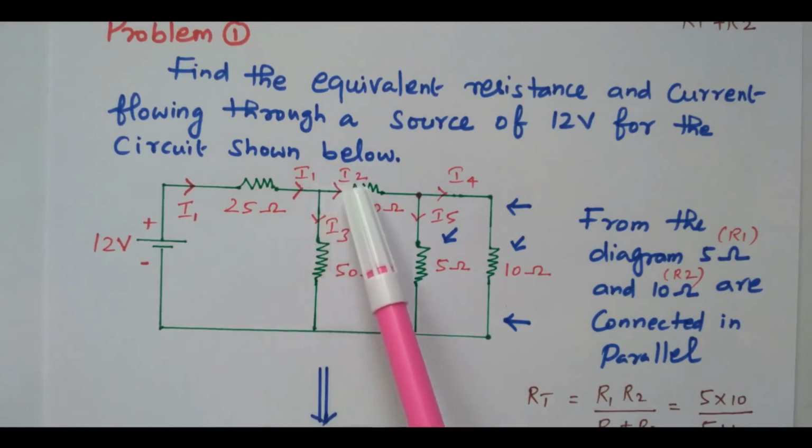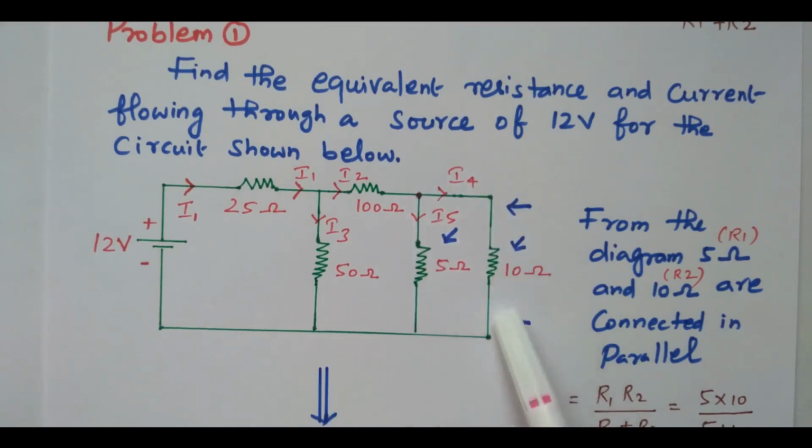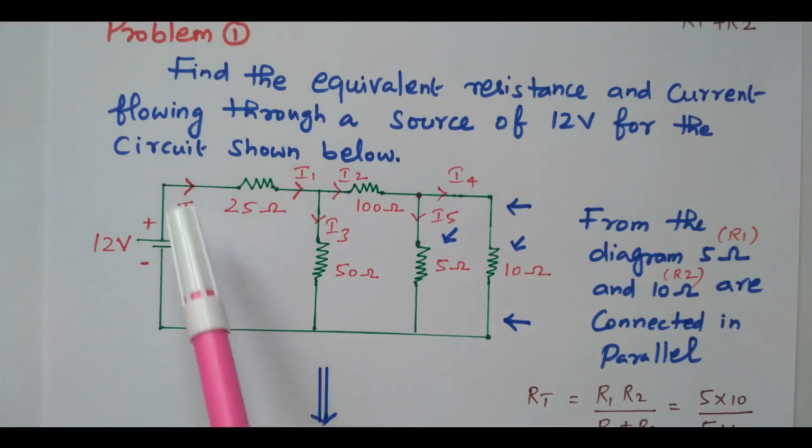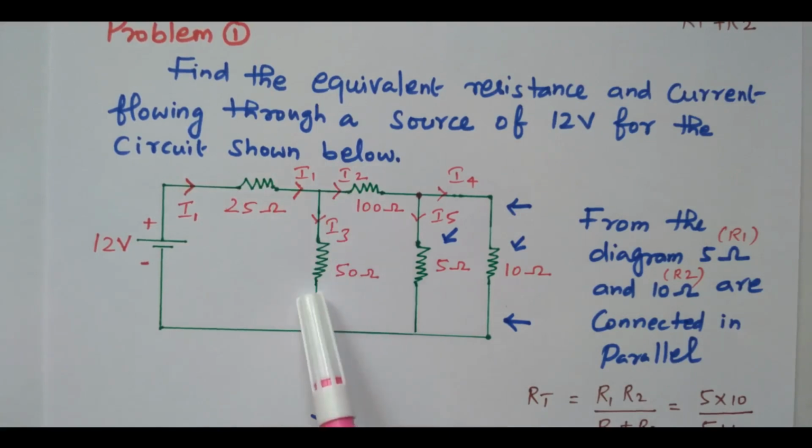Again, this I2 is flowing through 100 ohm. At this point, again the current is diverted, I5 and I4. What is the meaning? This I4, I5. So this 5 ohm and 10 ohm, these two are connected in parallel, right? So these two are connected in parallel. These two are also connected in parallel. So by seeing the current flow, we can easily identify. So the I1 is flowing through 25 ohm, that is divided into I2 and I3 through 100 ohm and 50 ohm.